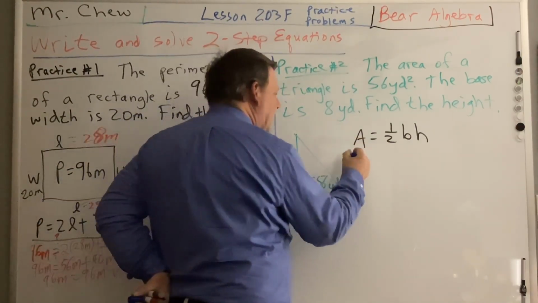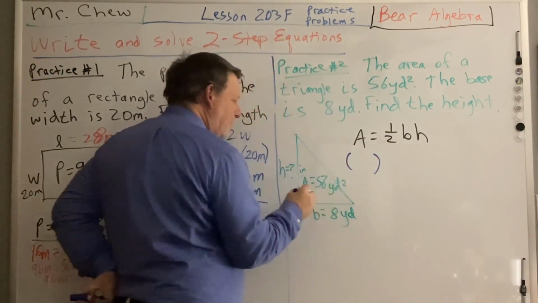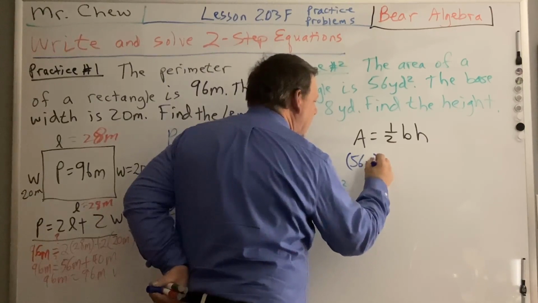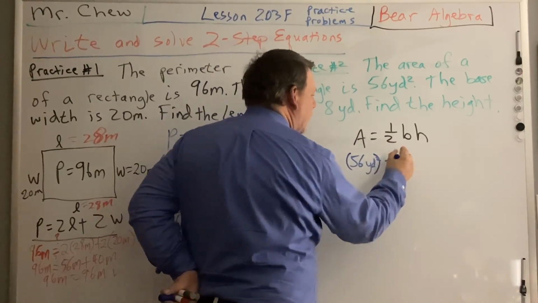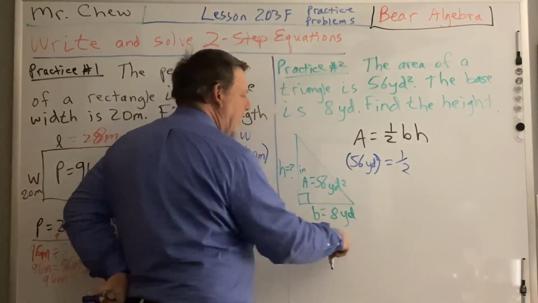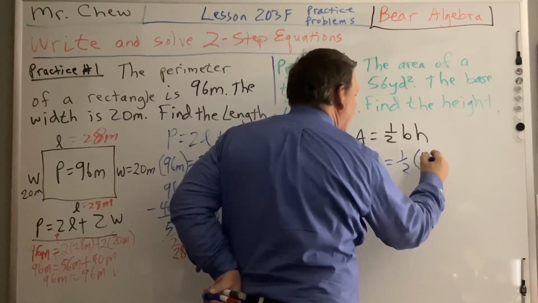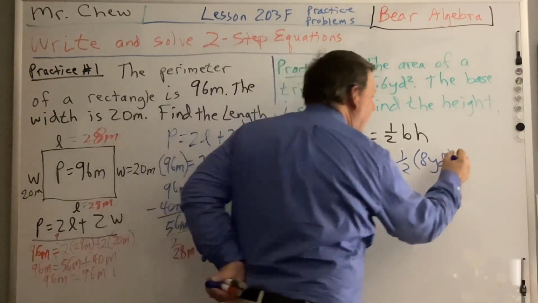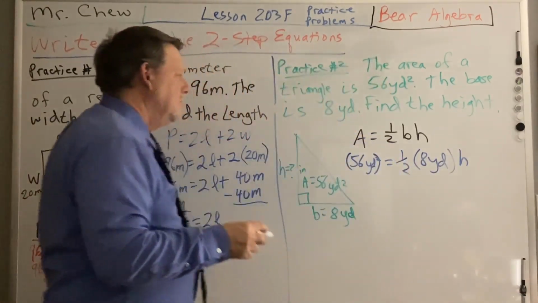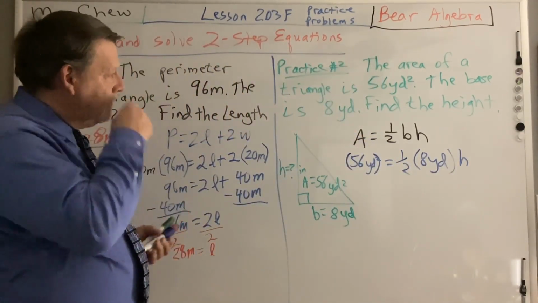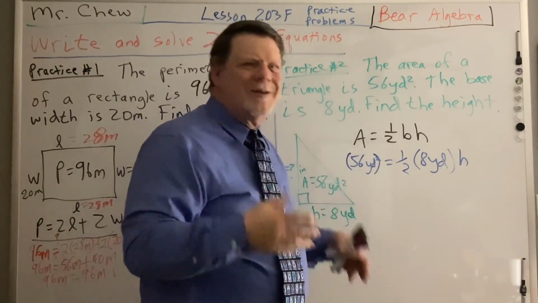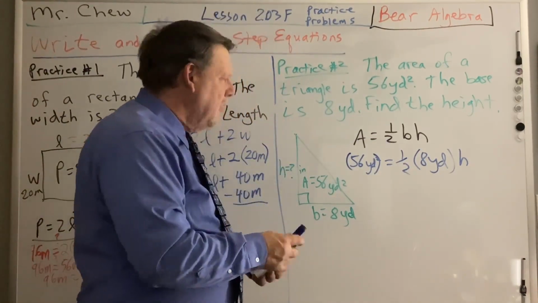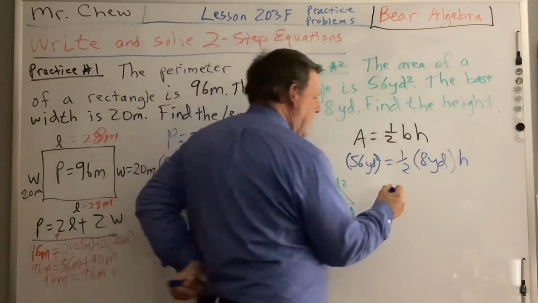So now I substitute. The value of A is 56 yards squared, and that equals 1/2. The base is 8 yards, and the height is, I don't know. All right. So now the first step is simplifying, but it's not an inverse operation step. That's why this is really called a one-step equation, because of the inverses.